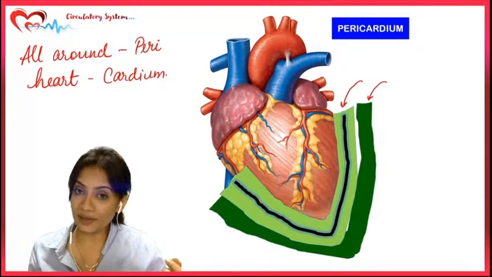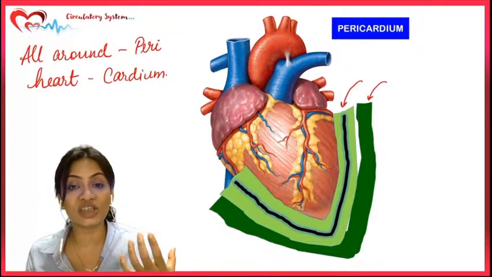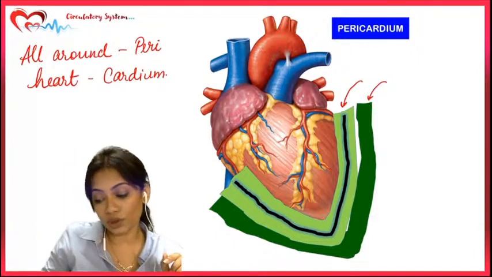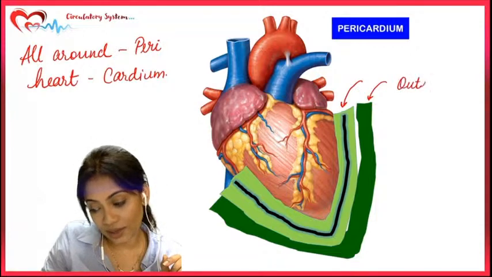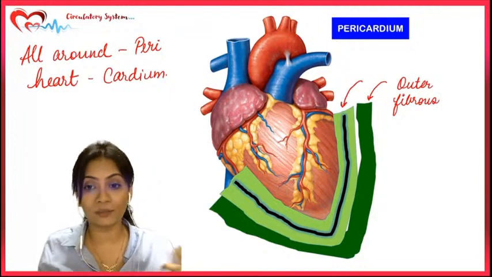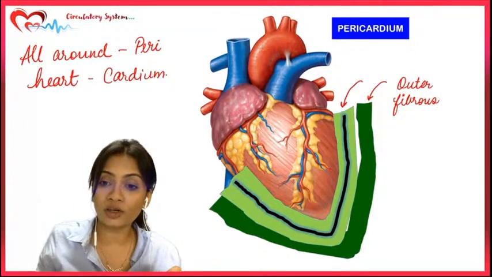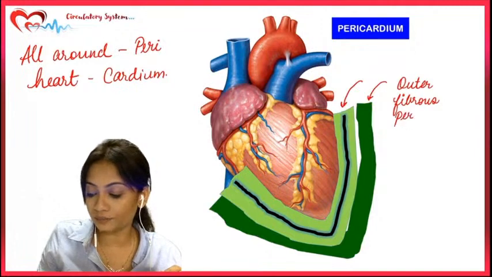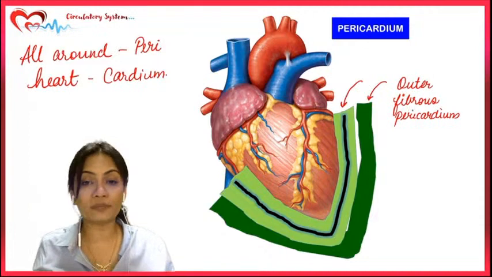So what will I expect there? I will be expecting a layer which is fibrous. So that outer layer which is there, it's called the outer fibrous, and this is all the pericardium. So may I call this the outer fibrous pericardium. Okay, so that is the outer fibrous pericardium.